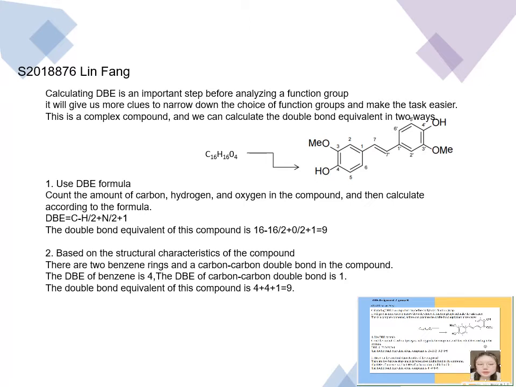The second way is based on the structure characteristics of the compound. From the picture, we can see there are two benzene rings and a carbon double bond in the compound. The DBE of benzene is 4. The DBE of carbon double bond is 1. So the double bond equivalent of this compound is 4 plus 4 plus 1, which is 9. Here is my part. Thank you for listening.